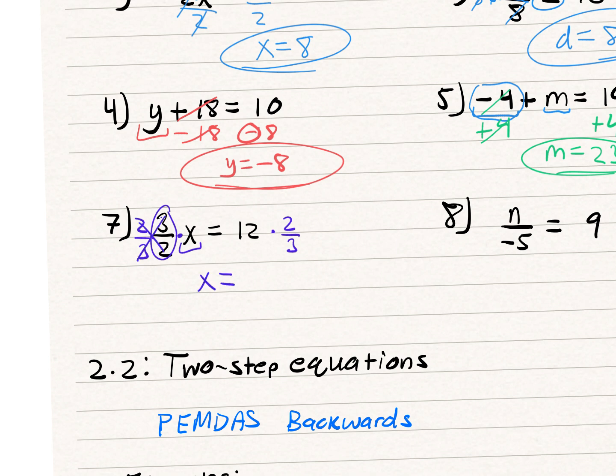And then we get x equals 12 times 2. Remember, with a fraction and a whole number, the whole number we can treat like a fraction by putting it over 1. And then we just go straight across. So 12 times 2 is 24. 1 times 3 is 3. And then 24 divided by 3 is 8. So we get x equals 8.